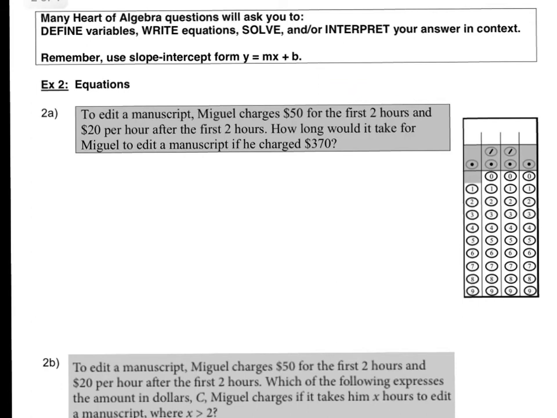All right, I'm going to show you a pretty quick way to do number 2a. We're going to be using slope-intercept form again, so keep that in mind. We have a $50 charge for the first 2 hours that Miguel is editing a manuscript, and $20 per hour, so times x, after that. So how long would it take Miguel to edit a manuscript if he charged $370? We're trying to figure out how long. So x is hours, so we're trying to figure out what x is. And the cost is $370. So that is the total.